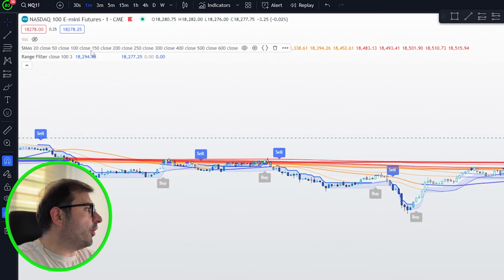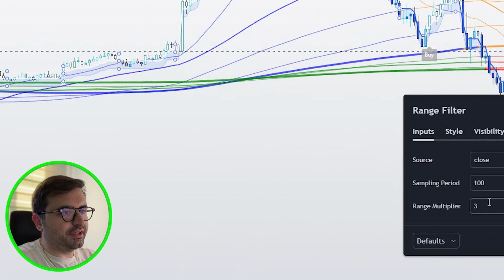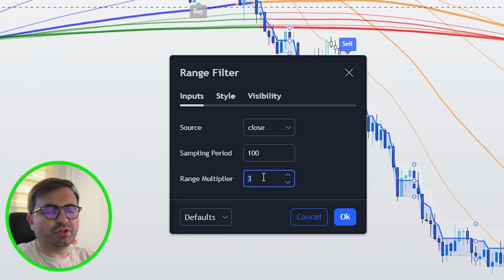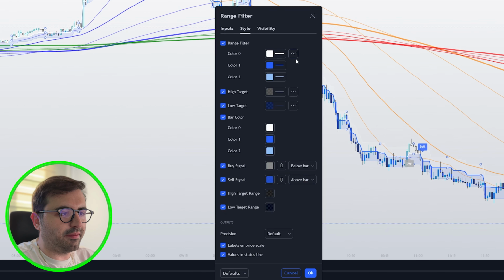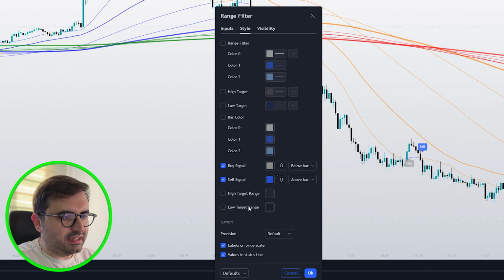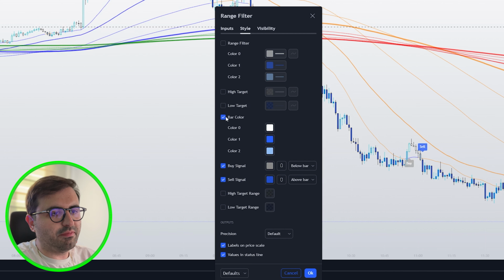First of all, let's go over the settings for the range filter. Change your sampling period to 100 and your multiplier to 3. If you have done that, go to the style tab and let's disable the unnecessary things: the high target, the low target, the bar color we don't need, and you can just leave the buy and sell signal. But if you want, you can also enable the bar color.